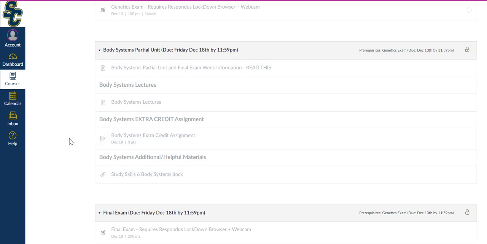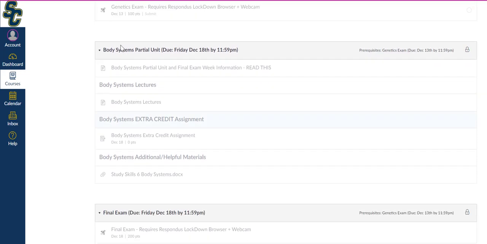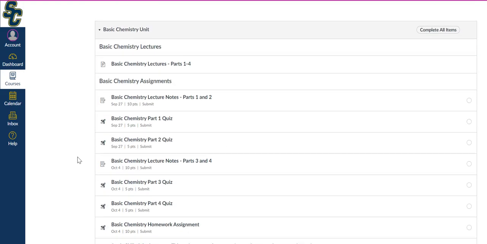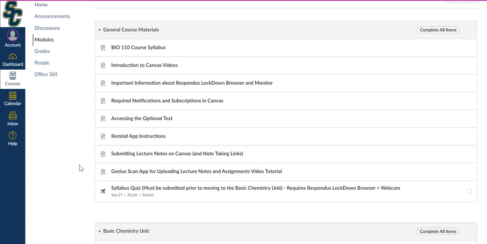But then here we have this body systems partial unit. And then the final exam. Again, recall that this last week, the body systems partial unit and the final exam are both due on a Friday, and the rest of the semester, all of these are due on Sundays. Okay, so that covers our Canvas course.